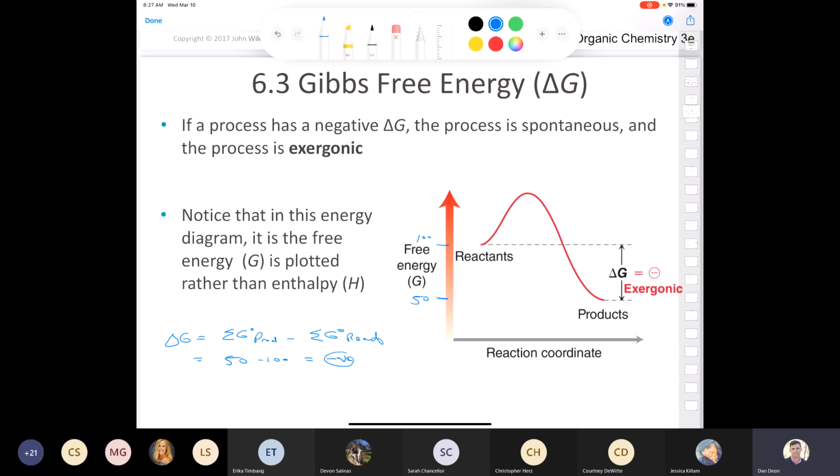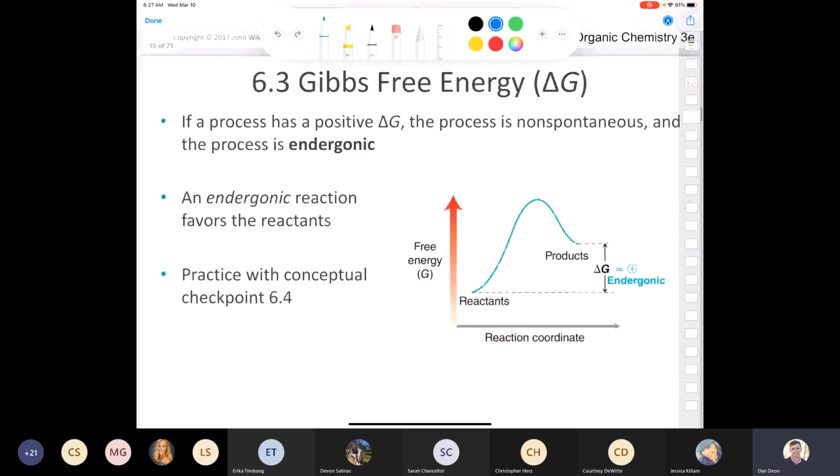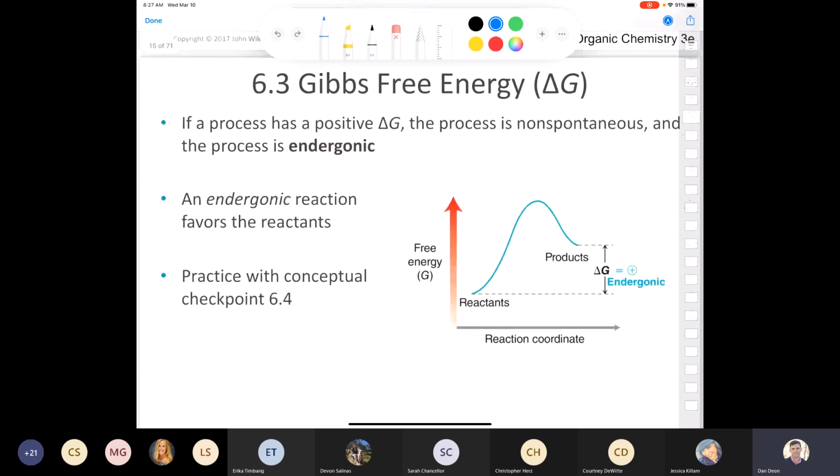So this is a spontaneous process, okay, when the products are at lower energy. If you look at an endergonic process, if we did the same treatment, I'm not going to write out the formula this time, but you see that when the products have a higher free energy, we end up with a non-spontaneous process. So again, you got to know the difference between exergonic and endergonic when you're taking Organic Chemistry 1.